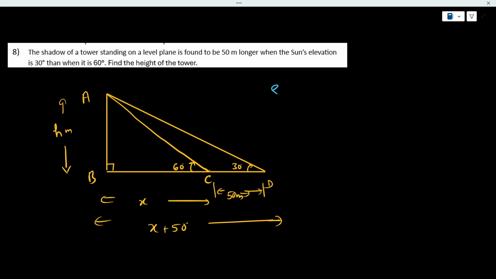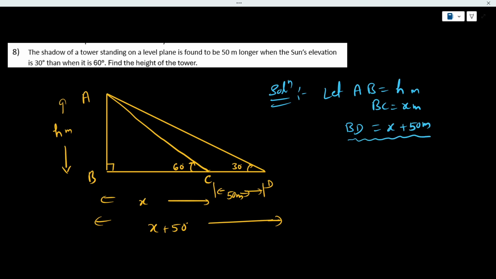So here, how are you going to take the solution? First, I have taken let AB be h meter, right? And BC as x meter. So what is going to be the length of BD? It will be x plus 50 meter. Whatever is given, what to find, you can write everything down. What to find here? We need to find out the height of the tower. They are not asking the distance from the foot of the tower to the first position.